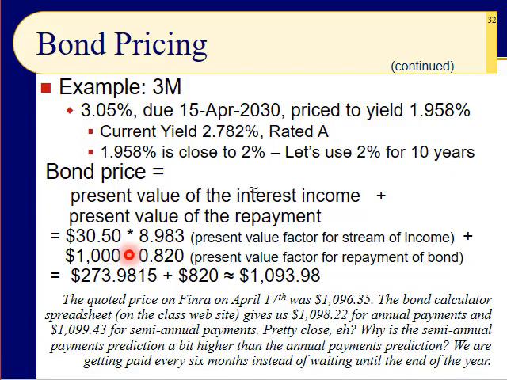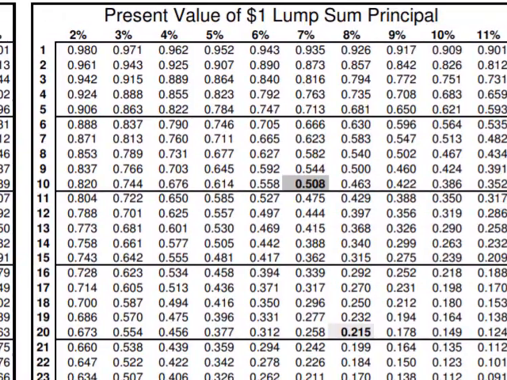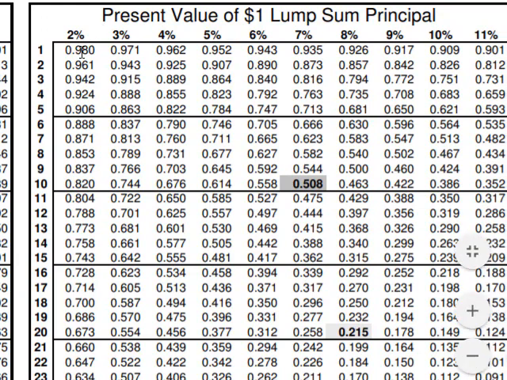We only get paid the $1,000 once. Wouldn't it be nice if we got it paid every year? No. We're only going to get the $1,000 once. And then what we do is we go back to the table that we used in chapter 6. 2% for 10 years, 0.820. Does that make sense? It should. Stop the presentation, go over it a few times.